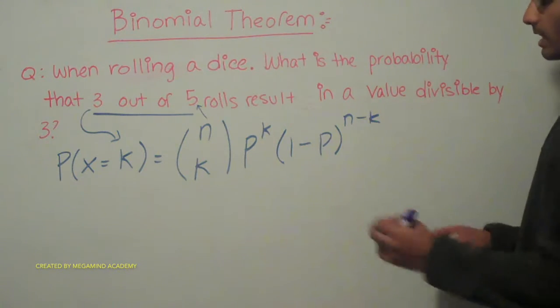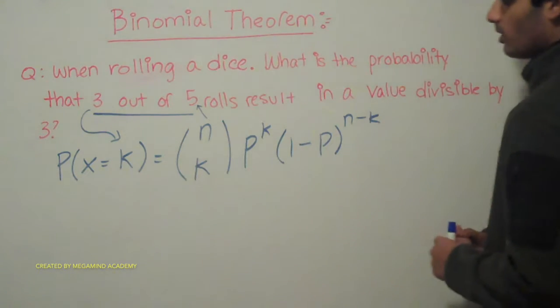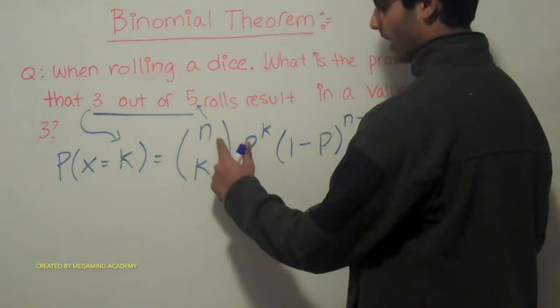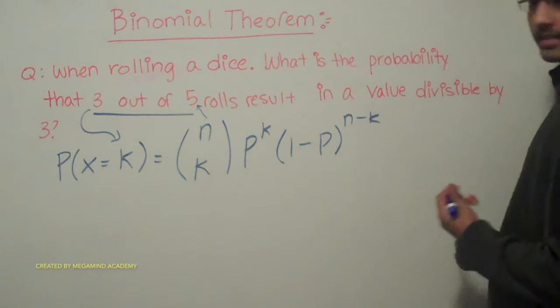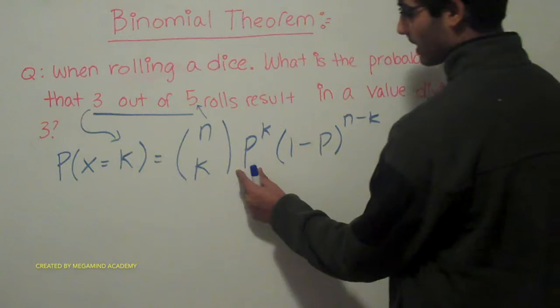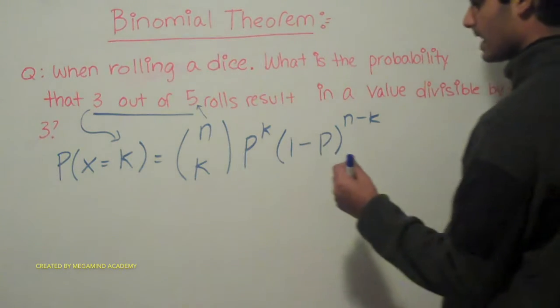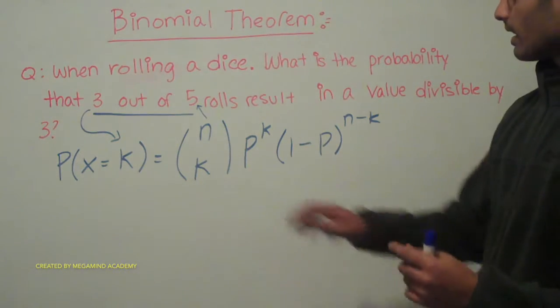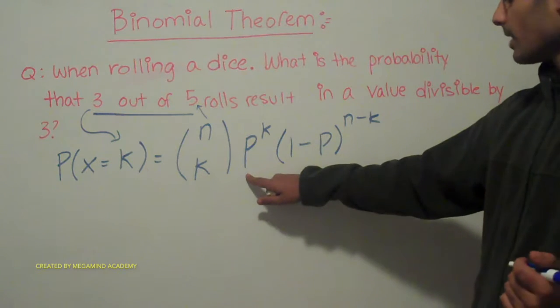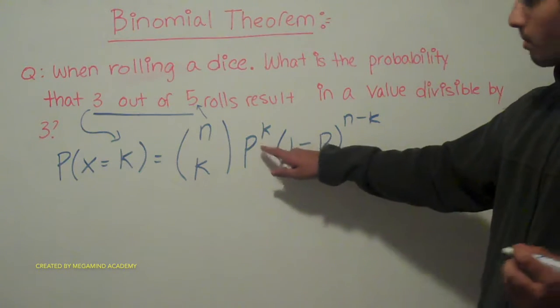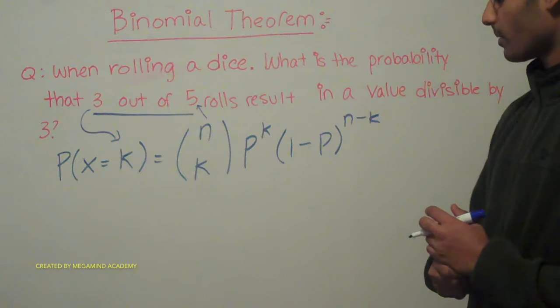Okay, so now let's break down what we have here. Here, we have the combination of n choose k. Simple as that. The next thing is we have the probability of a success. So, let's see why we want to have the probability of a success to the kth power.